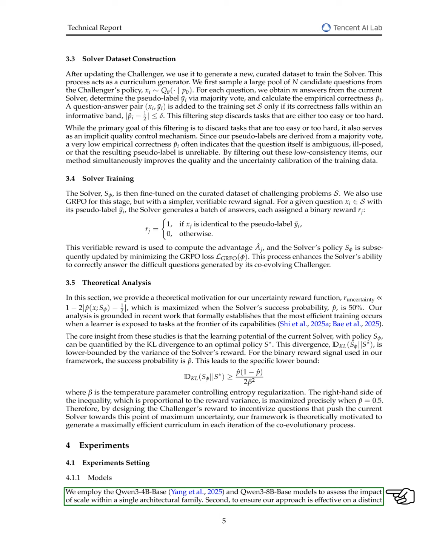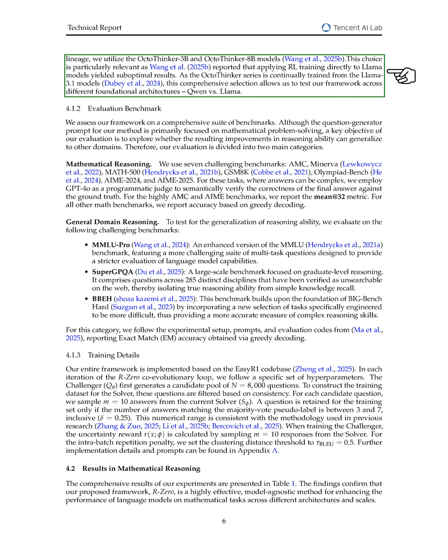We utilize the Qwen3-4B-Base and Qwen3-8B-Base models to evaluate the impact of scale within a single architecture. Additionally, we include the OctoThinker-3B and OctoThinker-8B models to ensure our approach is effective across different model lineages.